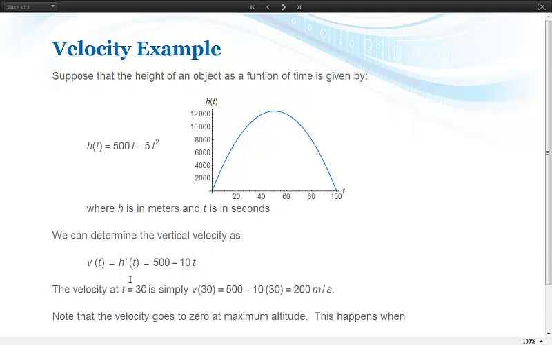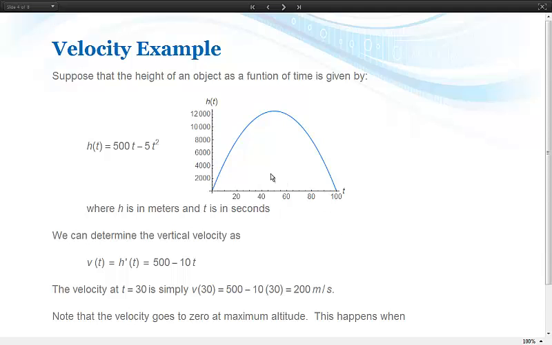If I want the velocity, for example, at 30 seconds, that would be the rate of change of the curve here at 30 seconds, I simply plug in 30 to my velocity equation. So v of 30 is 500 minus 10 times 30. And that's, of course, 500 minus 300, or 200 meters per second.